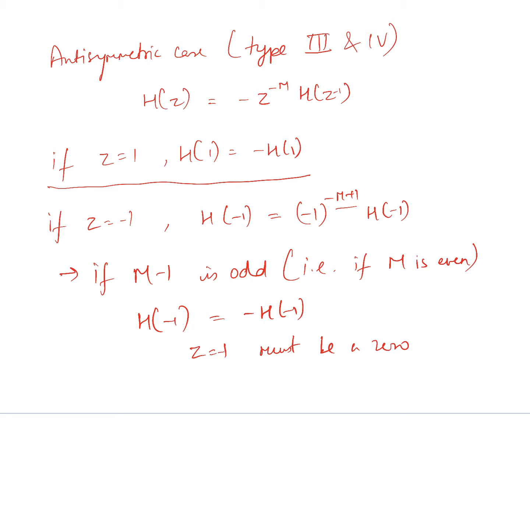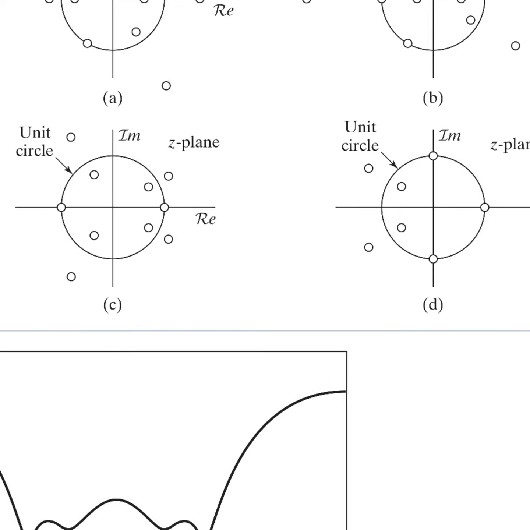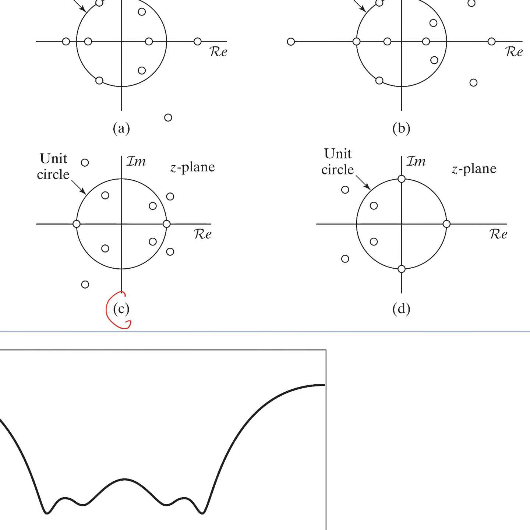Okay, since we are discussing this, we can see very quickly the pole-zero plots. These are the plots of the types. Here C and D belong to type 3 and type 4. Right? So here you see the must-have zeros, and similarly here at minus 1 and plus 1, because it appears from the nature of m, whether it is an even or an odd number. So these are the typical plots.